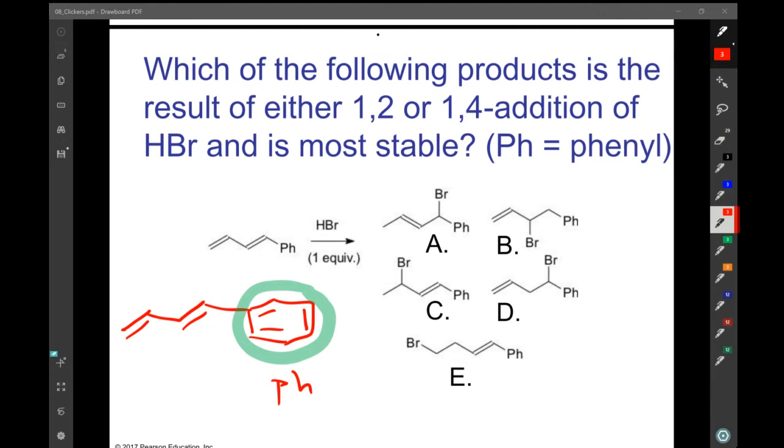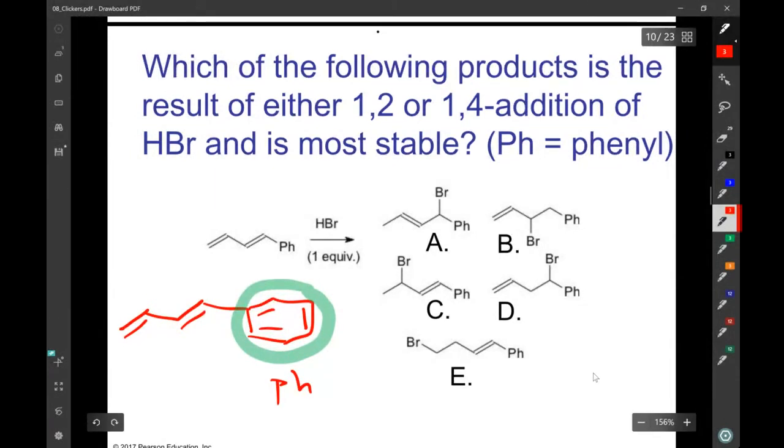Okay, should we go ahead and answer it? Now I believe you guys can see your responses. So the correct answer here would be C.